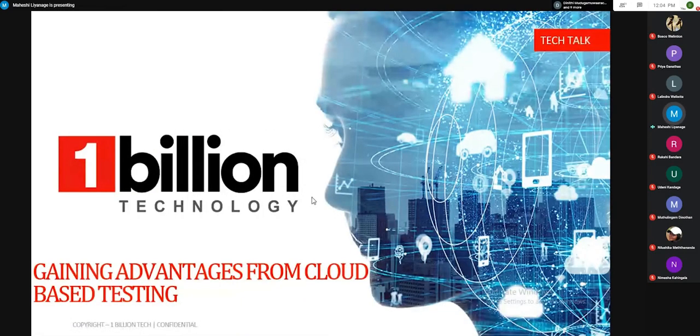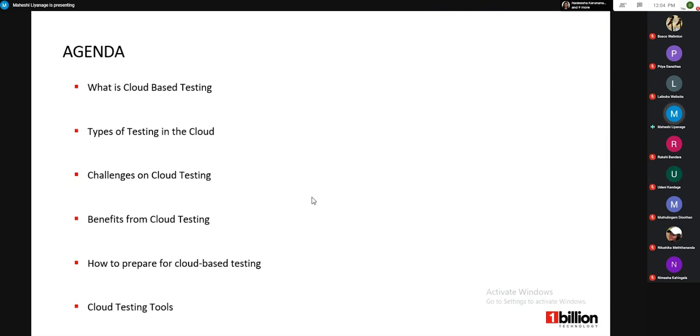So today I'm going to speak on gaining advantages from cloud-based testing. First of all, we'll go through the agenda. I'm going to talk about these topics: what is cloud-based testing, types of testing in the cloud, challenges in cloud testing, then benefits from cloud testing, and how to prepare for cloud-based testing. And at last, I'm going to talk about cloud testing tools.